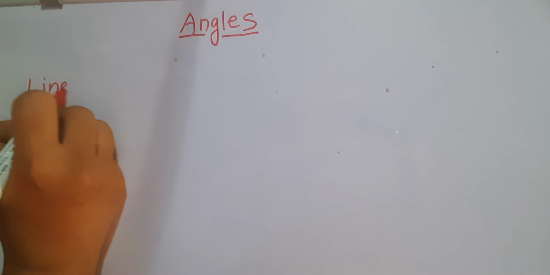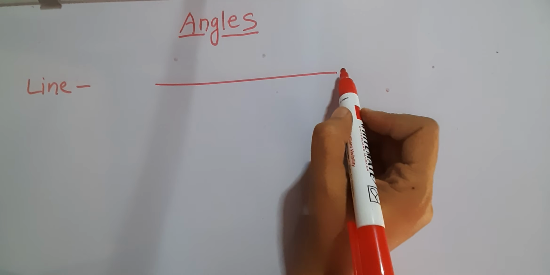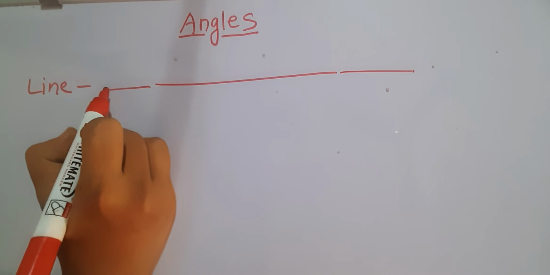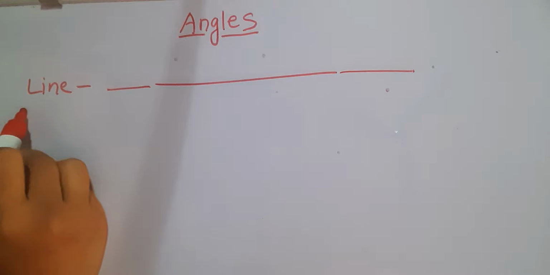So, starting with line. A line is a straight path that can be extended in both directions. So any straight path that can be extended in both directions is a line.